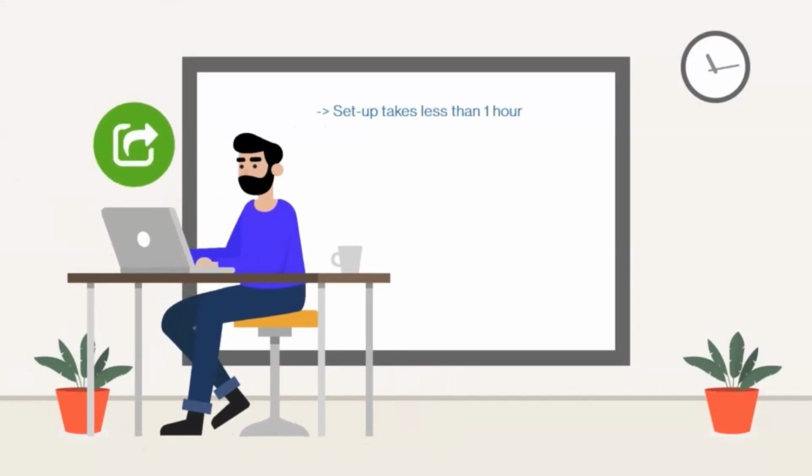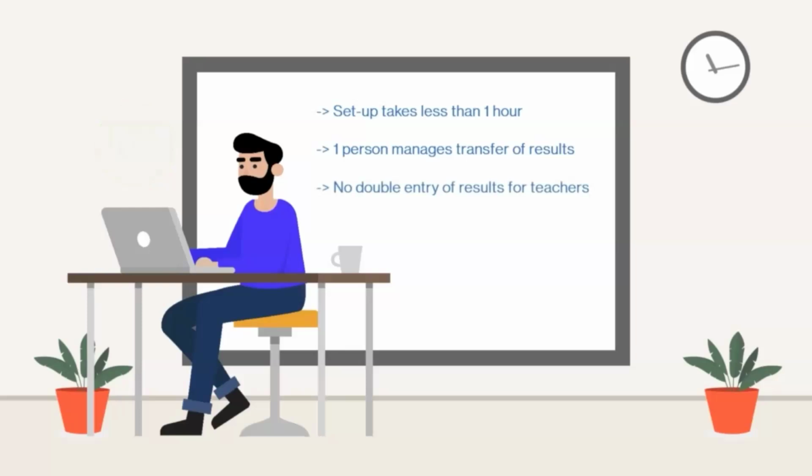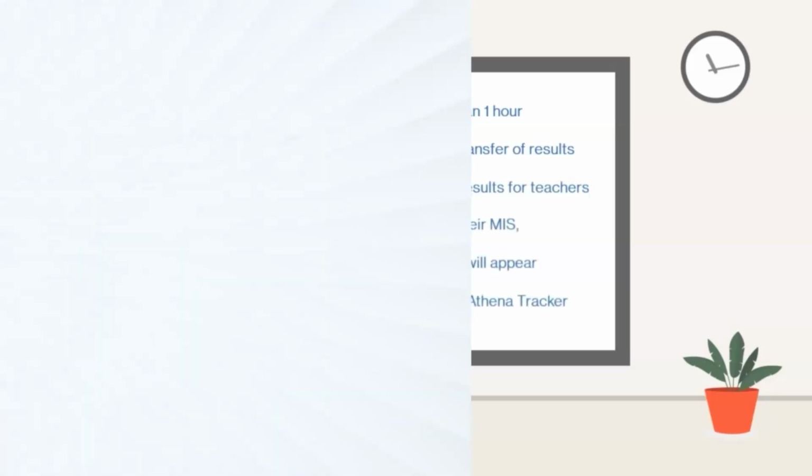After the initial setup, a nominated person in your school manages the transfer of results to the Athena Tracker in a process that takes around 10 minutes. There is no double entry of results for teachers. Once they have uploaded results to the MIS, they will appear on the Athena Tracker.